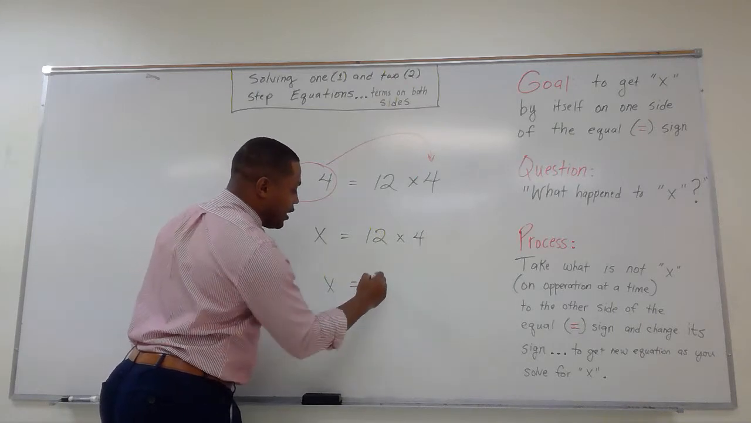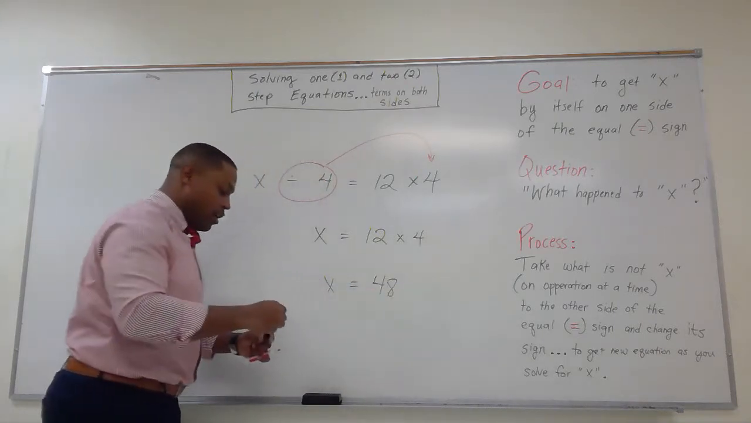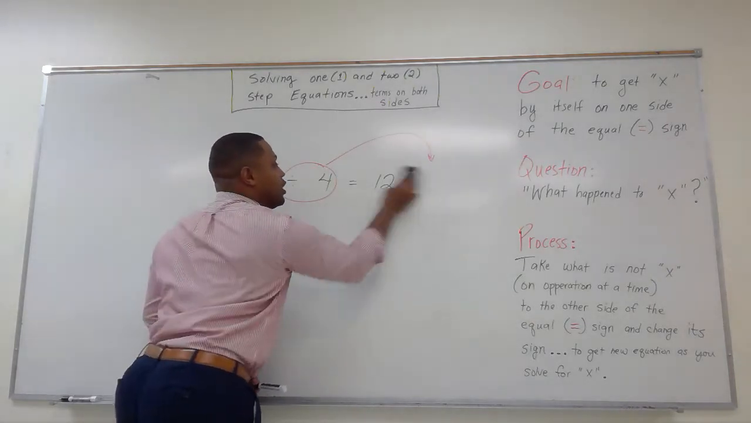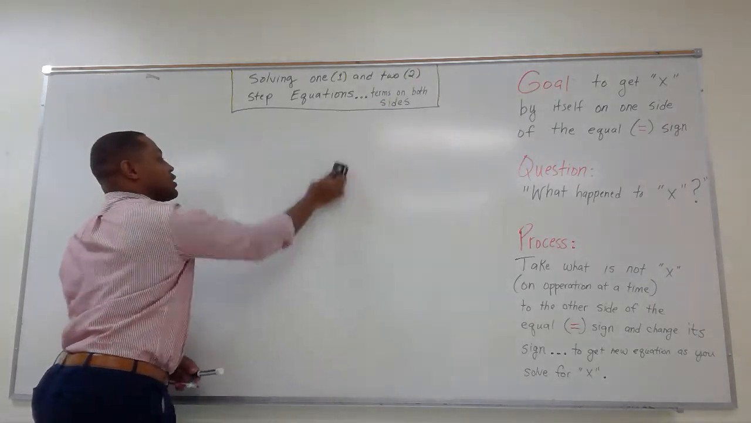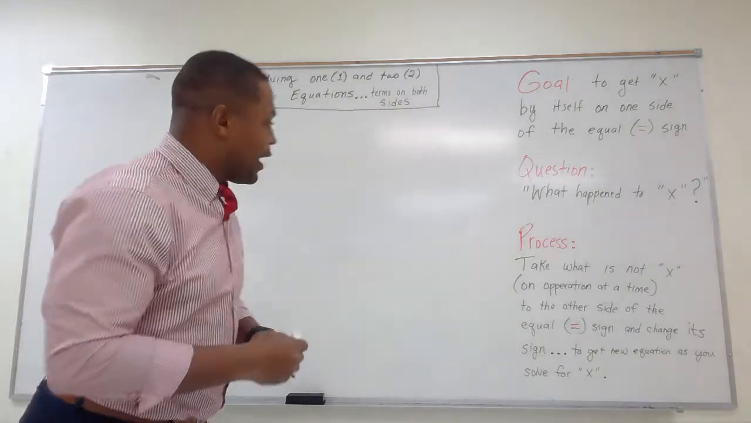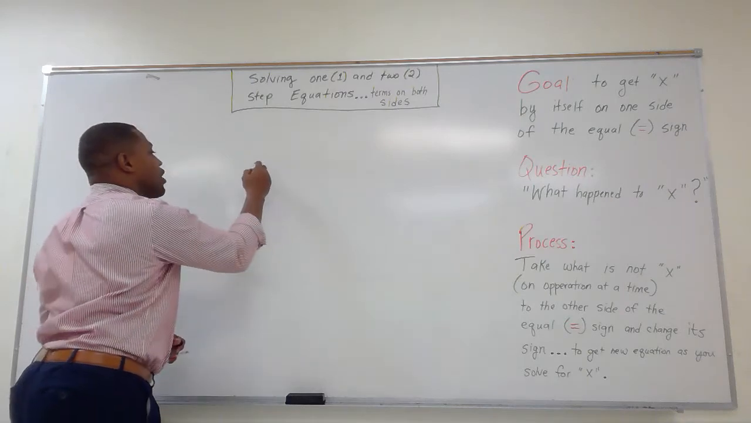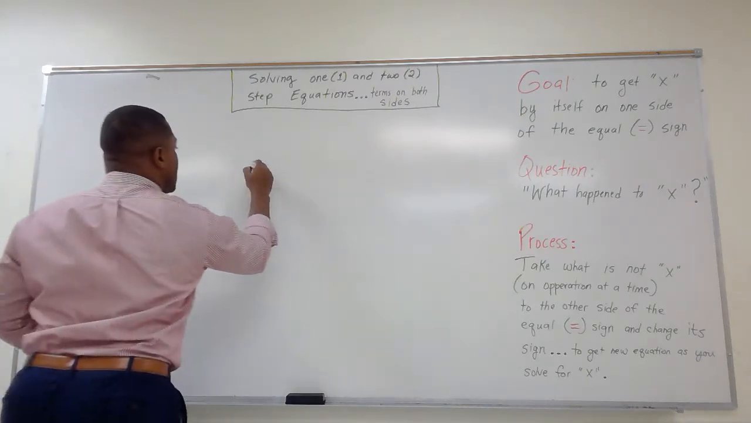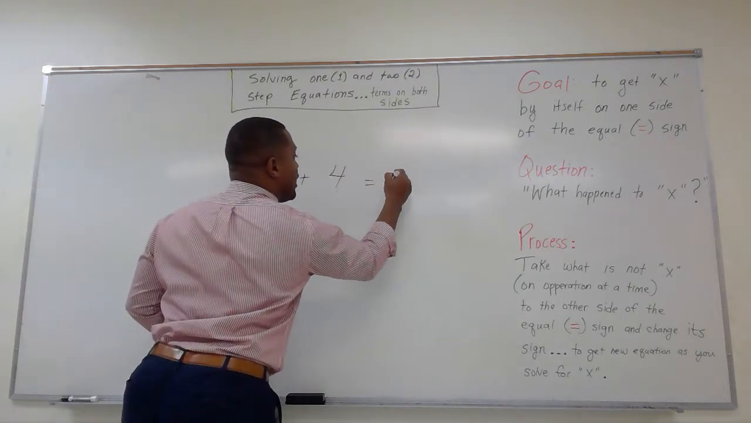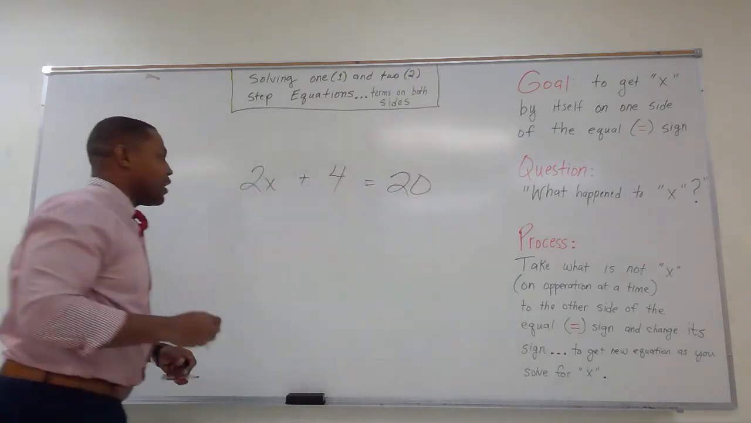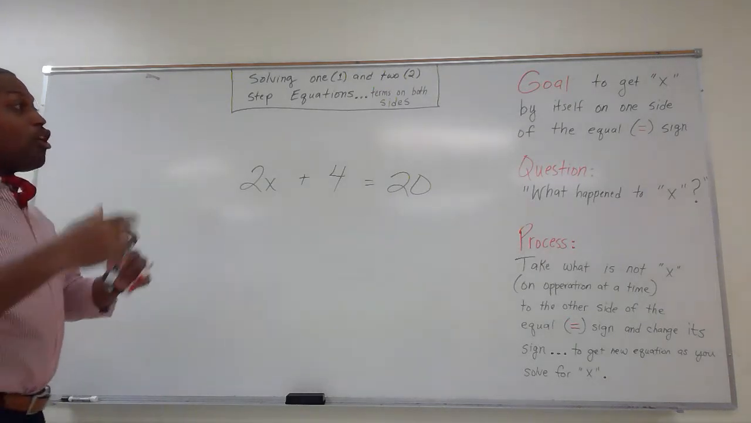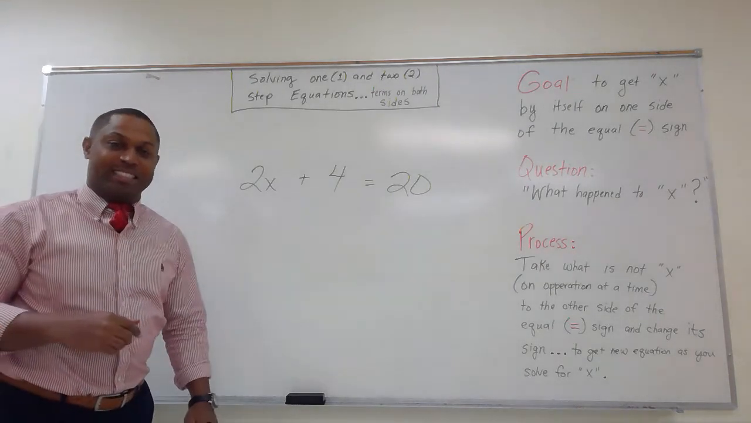Okay, x equals 48. All right, so let's talk about two-step equations. That simply means that now two things are happening to x. So what if we had 2x plus 4 equals 20? No matter how many things happen to x, my goal, question, and process remain the same.